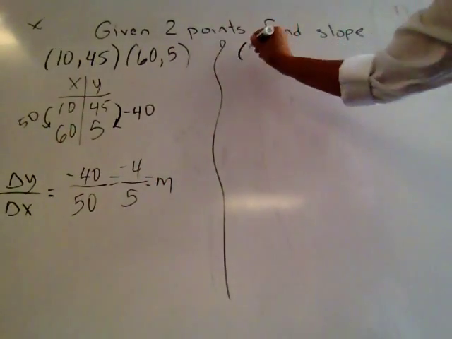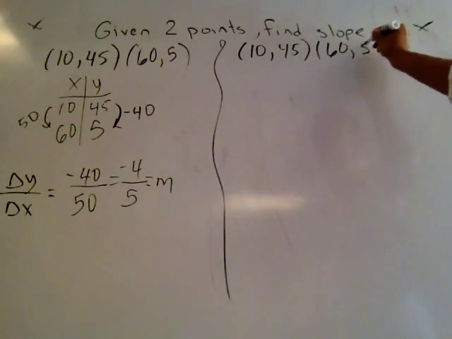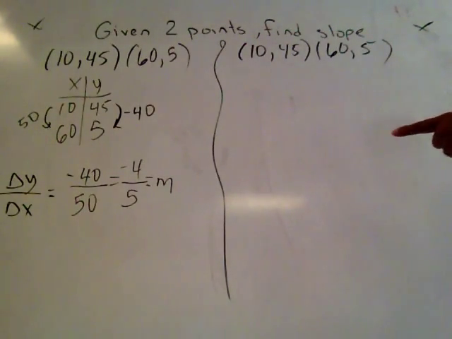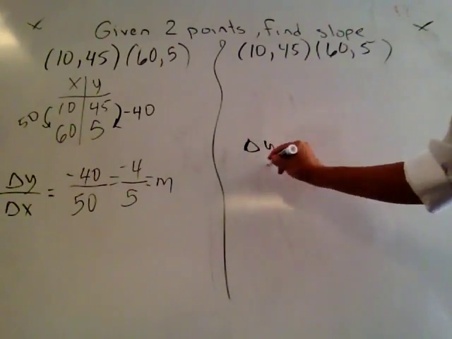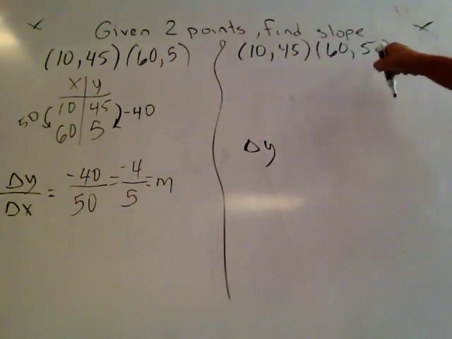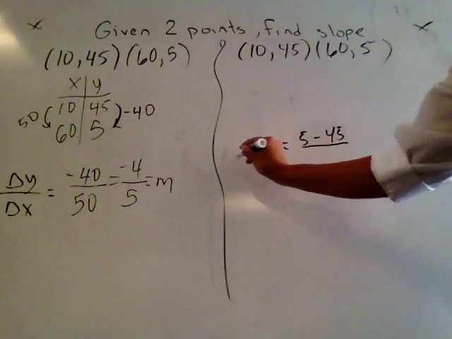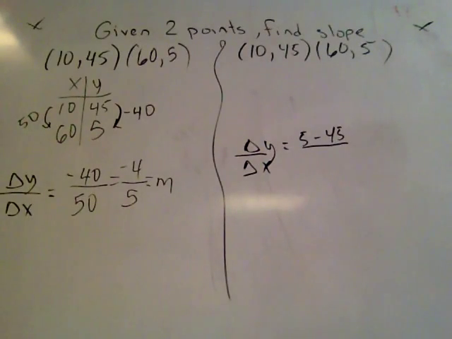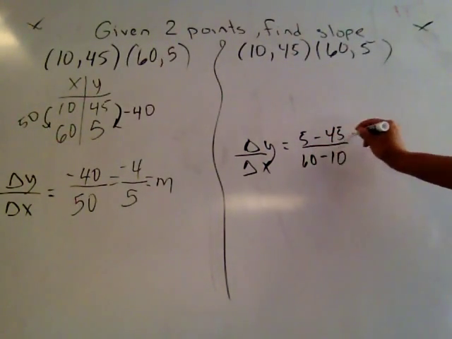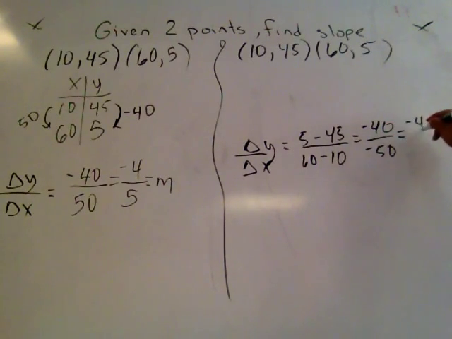All right, another way of doing that is I can generalize what I'm doing there. I can either build a table or I can think about what's really happening here. I already said I'm taking my y values and subtracting them. So I take 5 minus 45. And then I have to divide it by my x values. So all I did was take 60 minus 10. So now I've got negative 40 over negative 50, which reduces to negative 4 over 5. So I get the same answer.